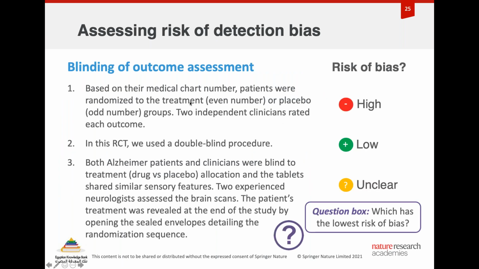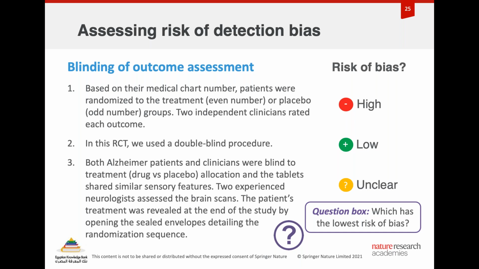Next is looking at blinding of outcome assessment. In this kind of case, it was more like a measurement bias. Option one: based on their medical chart number, patients were randomized to the treatment, even number, or placebo, odd number groups. Two independent clinicians rated each outcome. Option two: in this RCT, we used a double-blind procedure. Option three: both Alzheimer patients and clinicians were blind to the treatment allocation, and the tablets shared similar sensory features. Two experienced neurologists assessed the brain scans. The patients' treatments were revealed at the end of the study by opening a sealed envelope that detailed the randomization sequence.